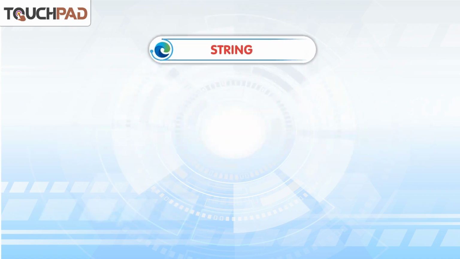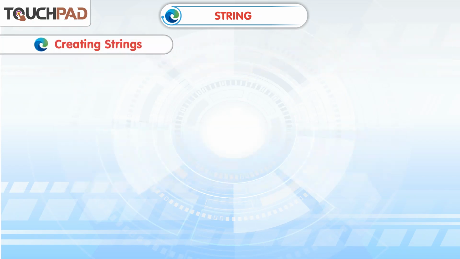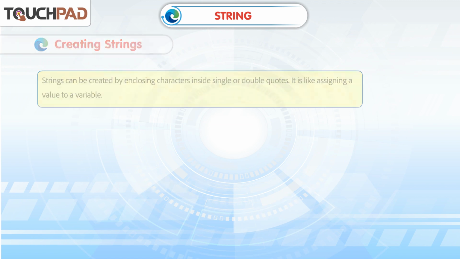String. A sequence of characters which is enclosed or surrounded by single or double quotes is known as a string. The sequence may include a letter, number, special characters, or a backslash. Python treats single quotes as double quotes. Example of a string. Creating strings. Strings can be created by enclosing characters inside single or double quotes. It is like assigning a value to a variable.